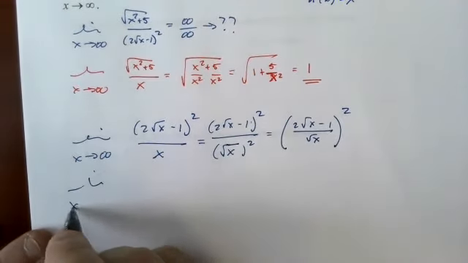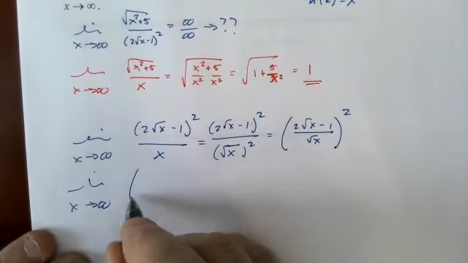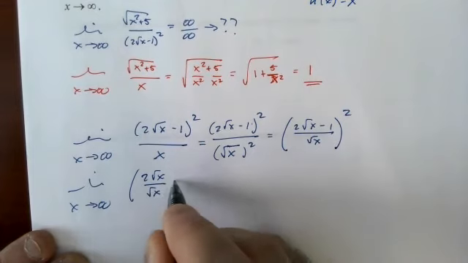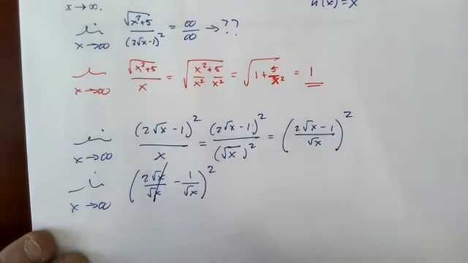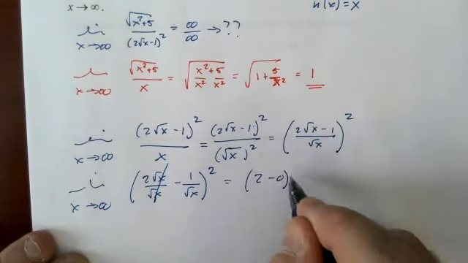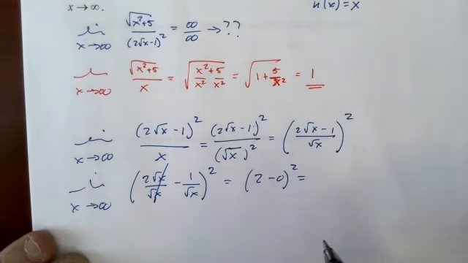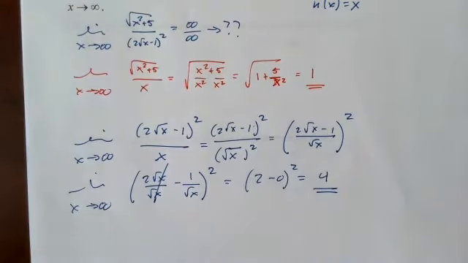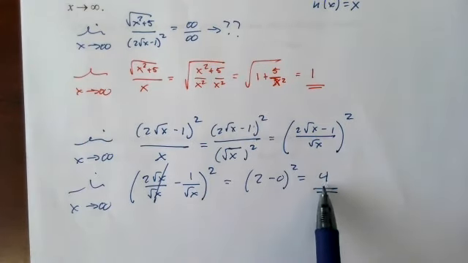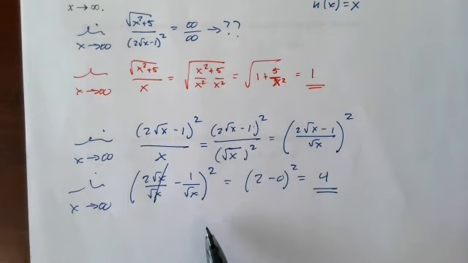So limit as x approaches infinity of 2 root x over root x, minus 1 over root x squared. See ya. As it goes to infinity, we get 2 minus basically 0 squared, which is 4. Which means, if I recall from my earlier notes, they go at the same rate. Don't have the exact same right hand end behavior apparently, but they grow at the same rate. That's it. I'm done. I got nothing else to add.